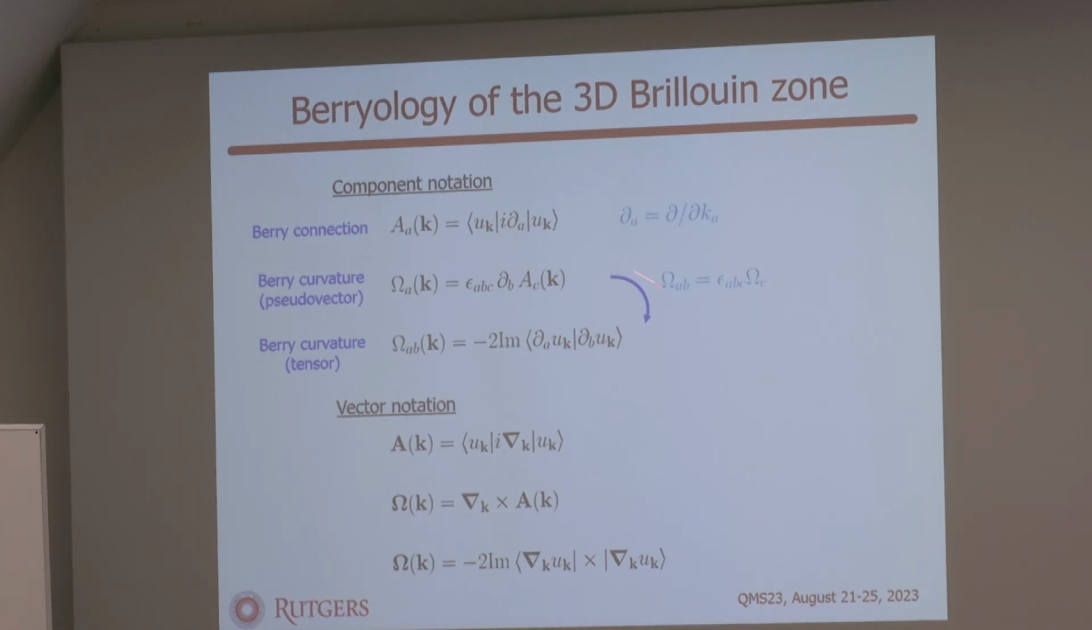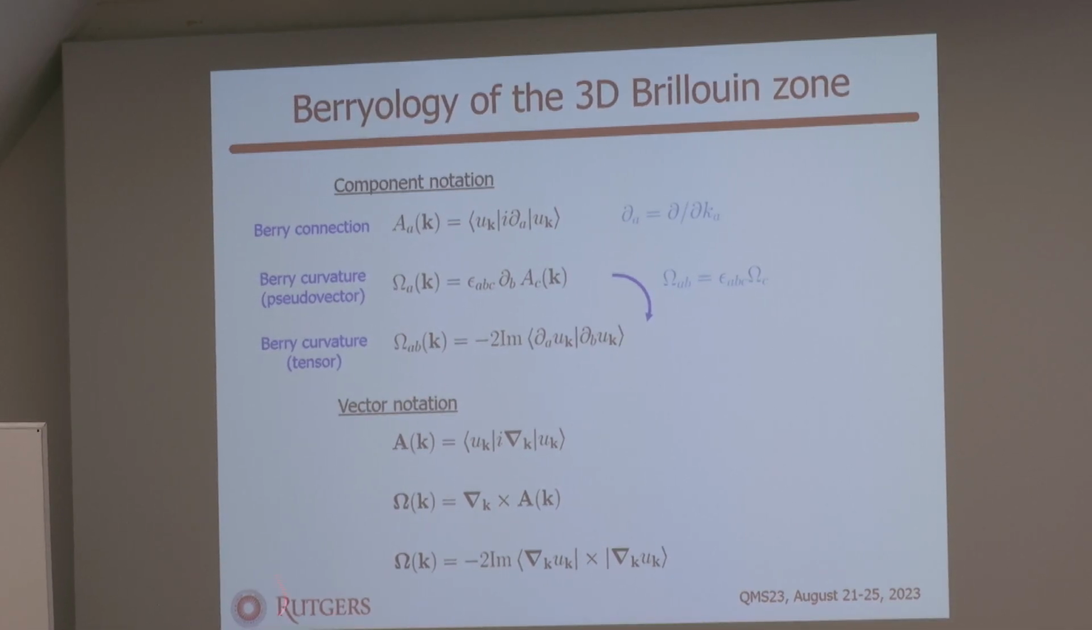So you do the usual trick of going back and forth between expressing the Berry curvature as a 2-component tensor or as a vector when we're working in 3 dimensions. I will change language in various places. When you're working in a higher dimension, you usually use the component notation.